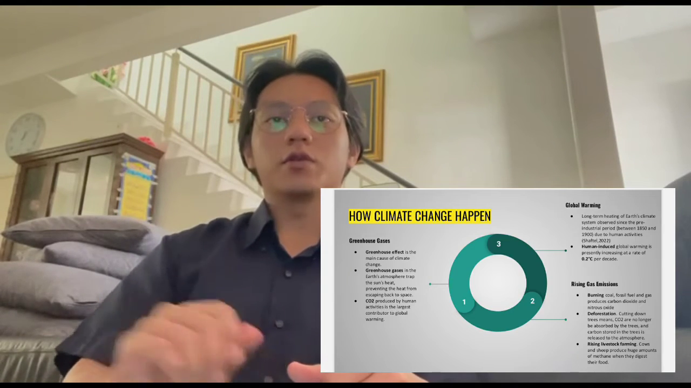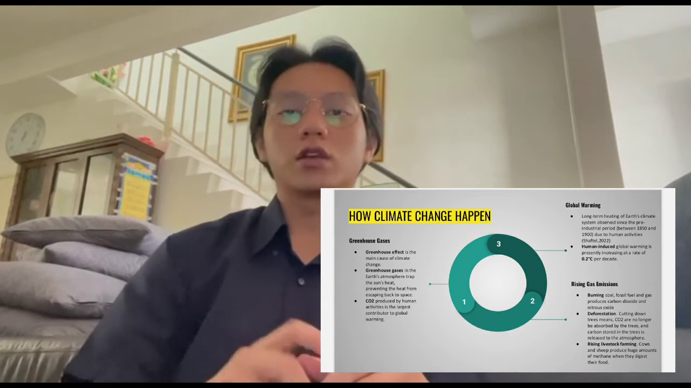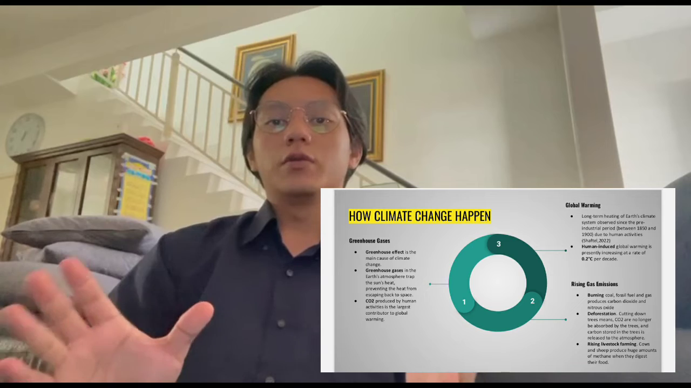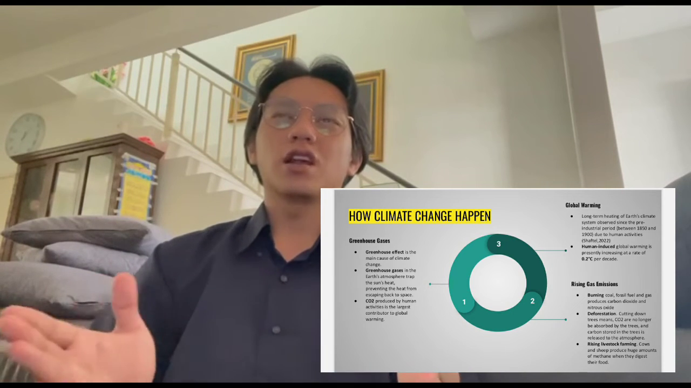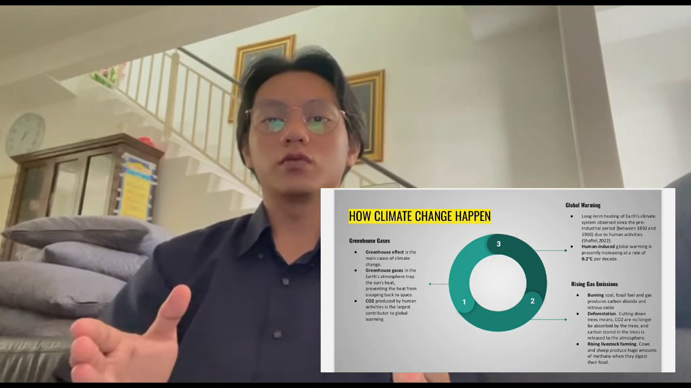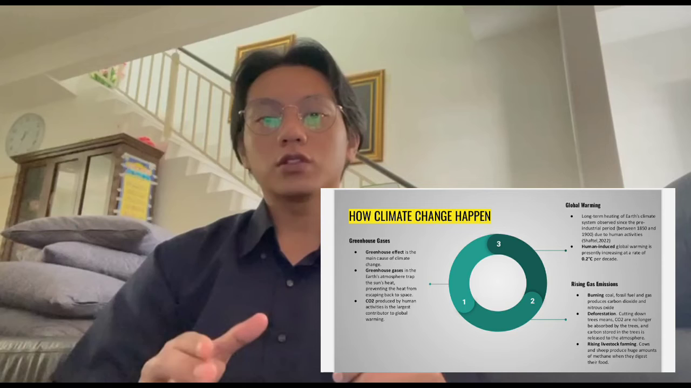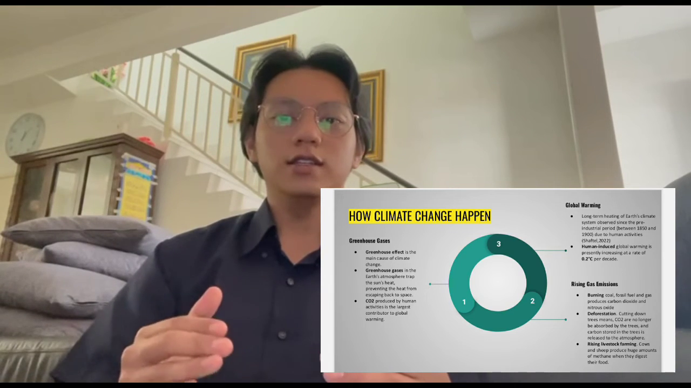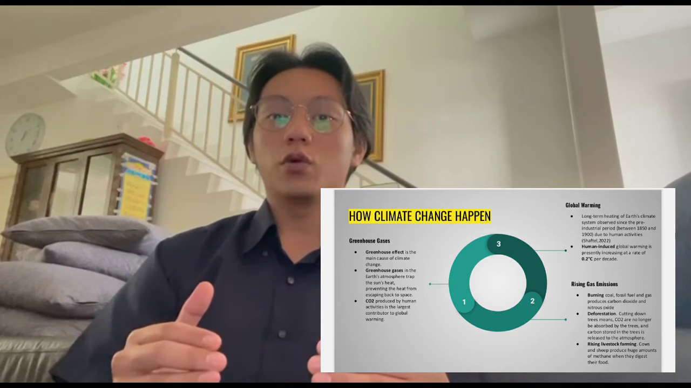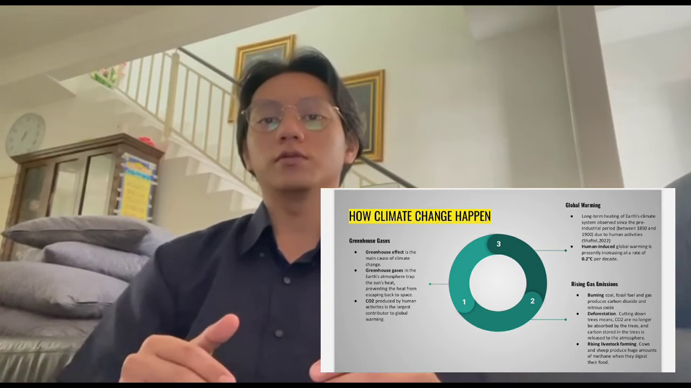In this slide I'm going to explain how climate change happens. We start with greenhouse gases. Imagine a building with glass walls and a glass roof. During the day, the sunlight passes through the walls and the heat is kept inside, so that it can warm the plants during the night and also during the winter.